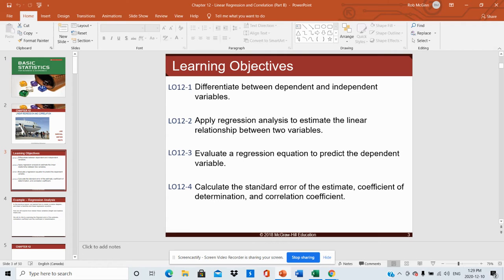Remember our two examples. We've got the Canadian Basketball League, where we're looking at the relationship between players' heights and number of baskets made. And then our other example, the copier sales example, where we're looking at the relationship between the number of sales calls made and the number of copiers sold.